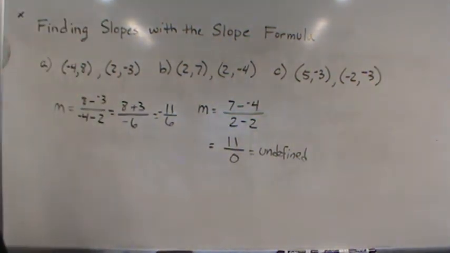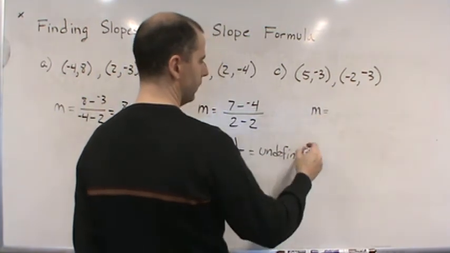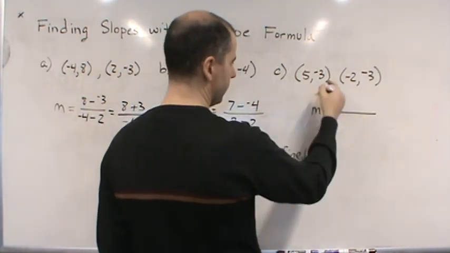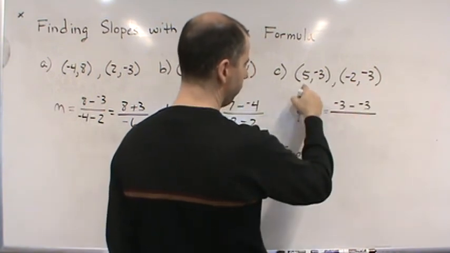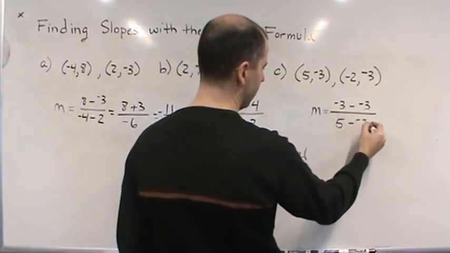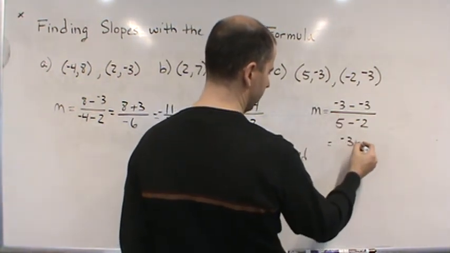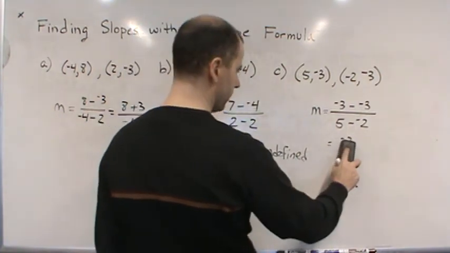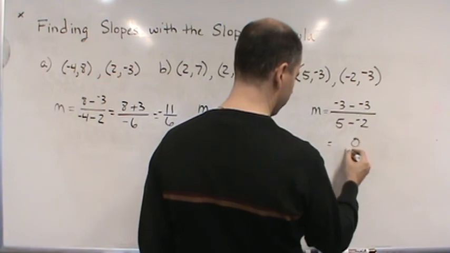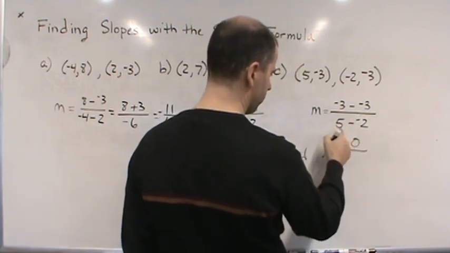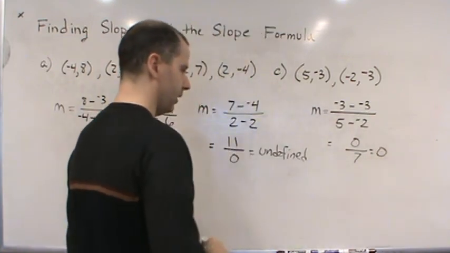And I'm done. And then finally, if I use this slope formula again, I get negative 3 minus negative 3 over 5 minus negative 2. Negative 3 minus negative 3 gives me 0, and this becomes 5 plus 2, which is 7. So it's 0 over 7, which is 0. And so I get a slope of 0.